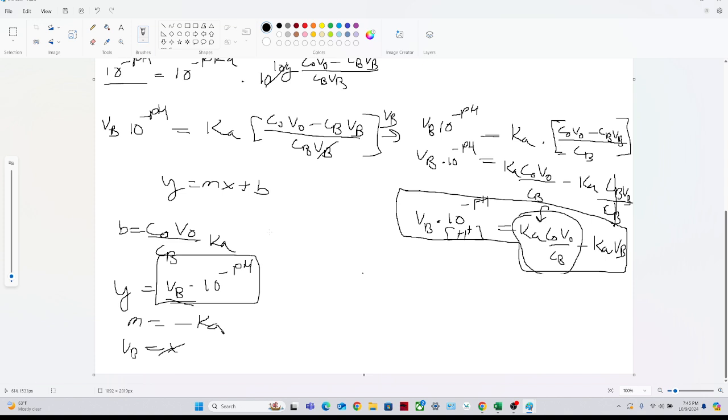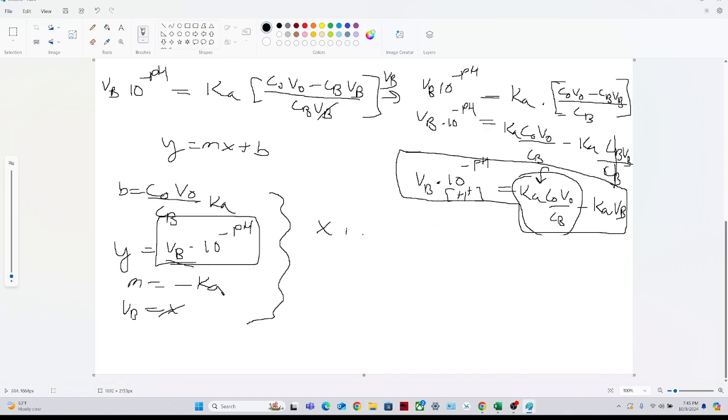And so now that we have set all these variables as such, it's time to employ the benefit of using the Gran plot, which is the x-intercept. In other words, Vb times 10 to the negative pH equals 0. And if that's the case, 0 equals Ka times C naught V naught over Cb minus Ka Vb.